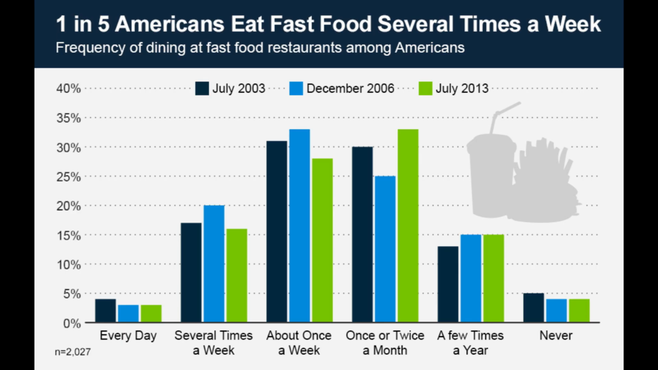The following graph gives information about fast food times a week. The items include every day, once a week, and never. According to this graph, in several times a week, the value of July 2003 is around 17%, and that of 2013 is lower, which is around 16%. You can see from this graph that the highest value of December 2006 is in about once a week, around 33%. You can also see from this graph that the lowest value of July 2013 is in every day, around 3%. In conclusion, Americans usually eat fast food.